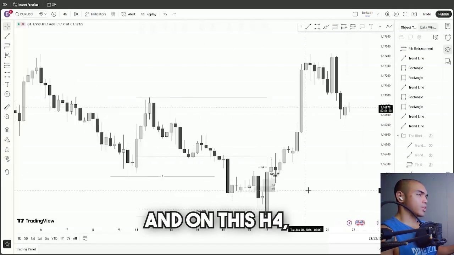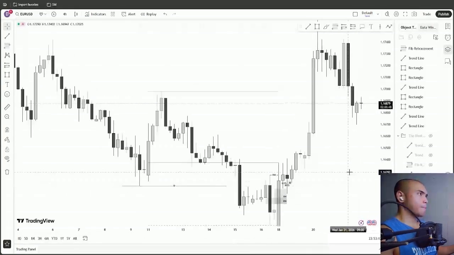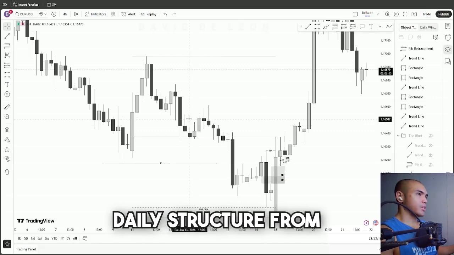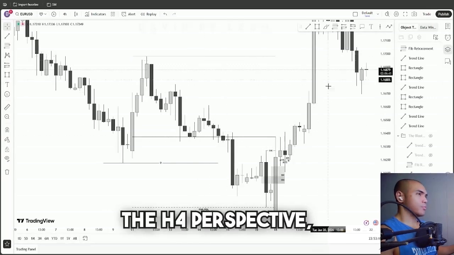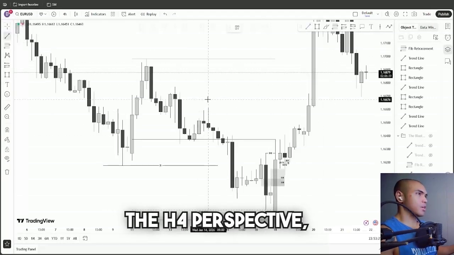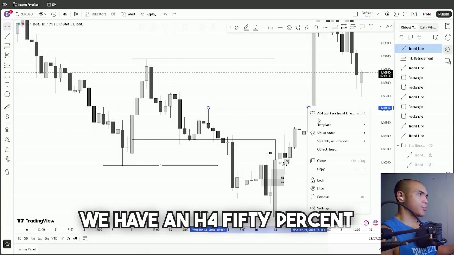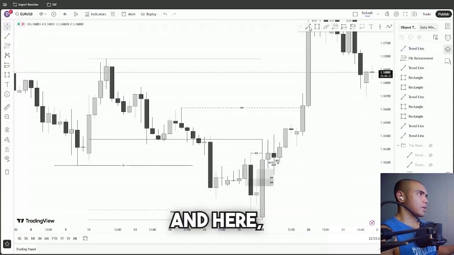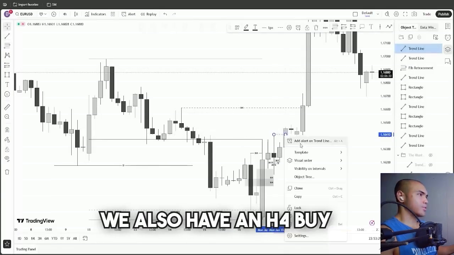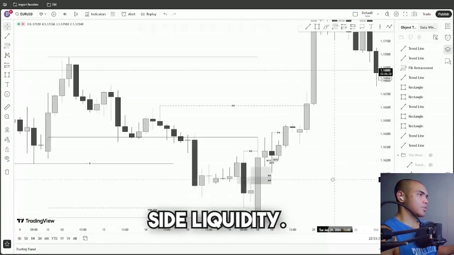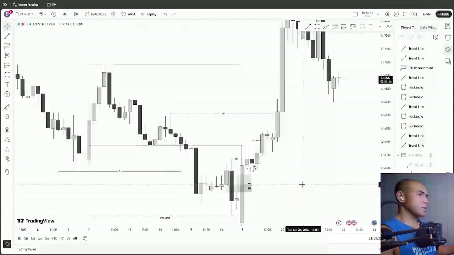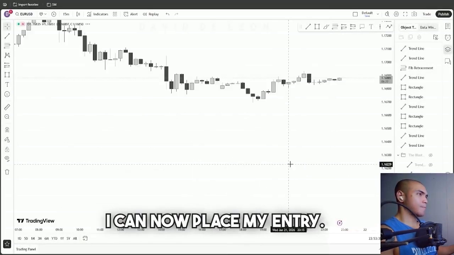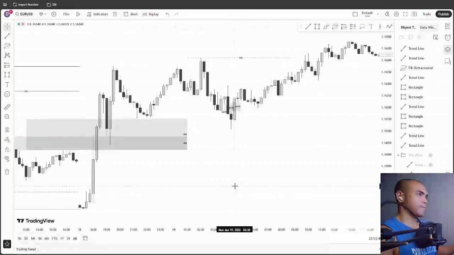And on this H4, looking at this daily structure from the H4 perspective, we have an H4 50% buy side liquidity. And here we also have an H4 buy side liquidity. So now that I have my targets, I can now place my entry.